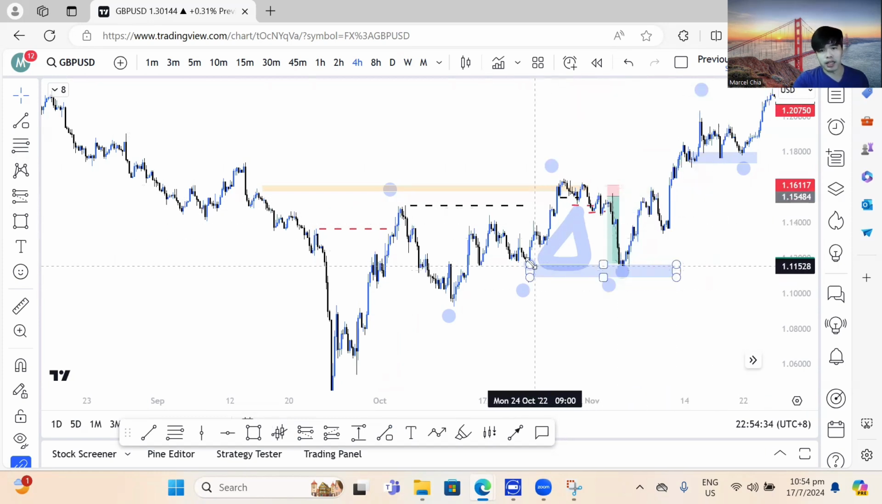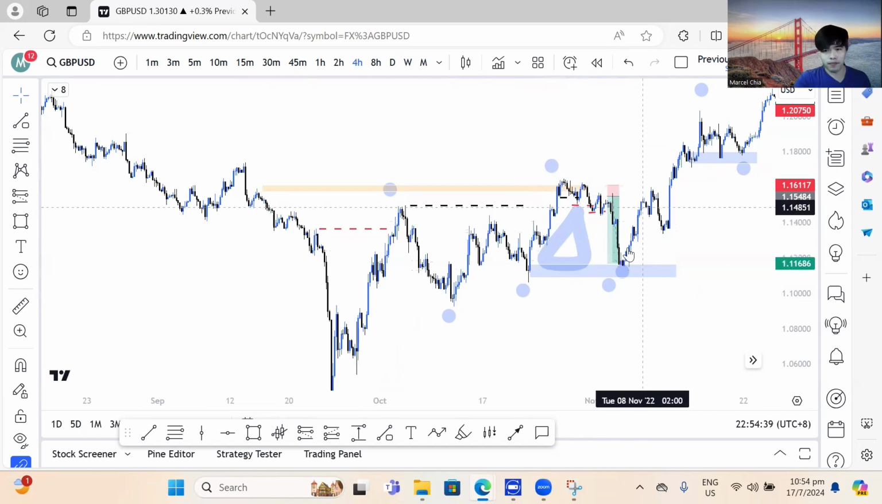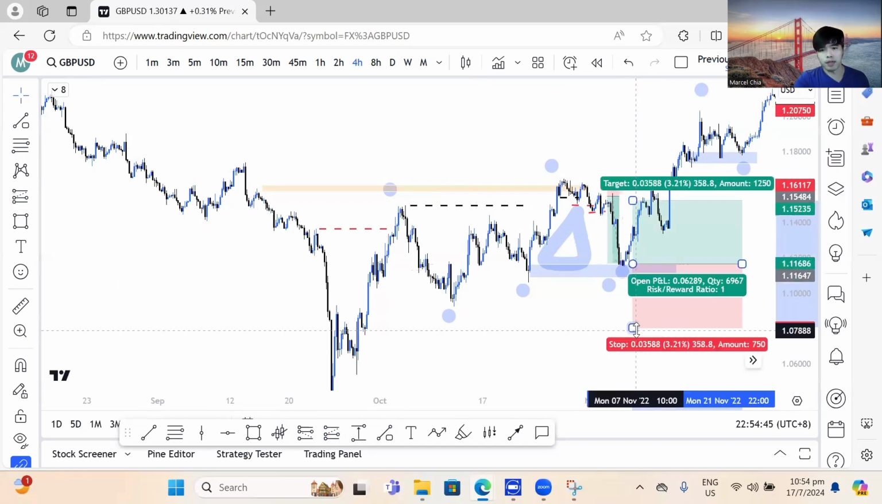So we can potentially target this low, which sweeps all this internal range liquidity before price shifts back up to the upside, and we can continue to go longs right from here, where it is a bull trend move essentially.